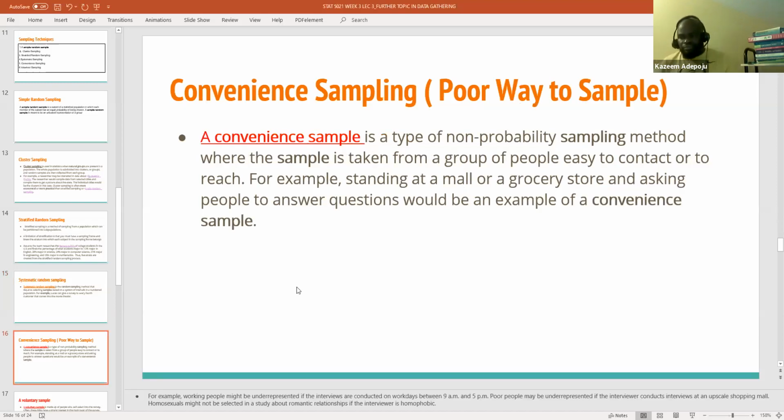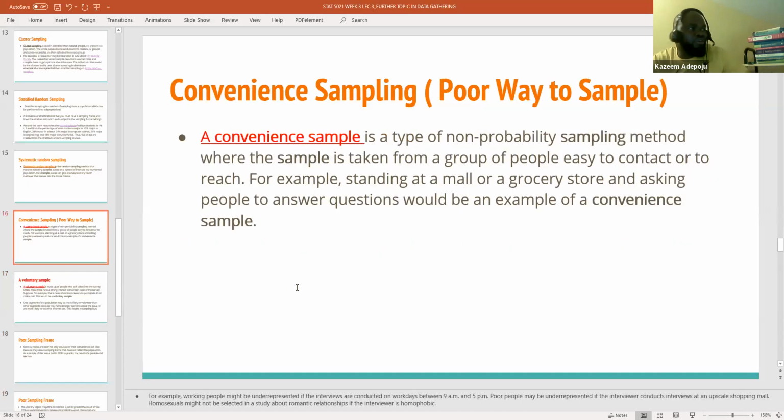Now, convenience sampling. And let me put it to you: if you use convenience sampling and volunteer sampling, convenience sampling is a poor way to sample. Okay? I'm going to tell you why. What do I mean by convenience sample? Convenience sampling is also called accidental sampling.